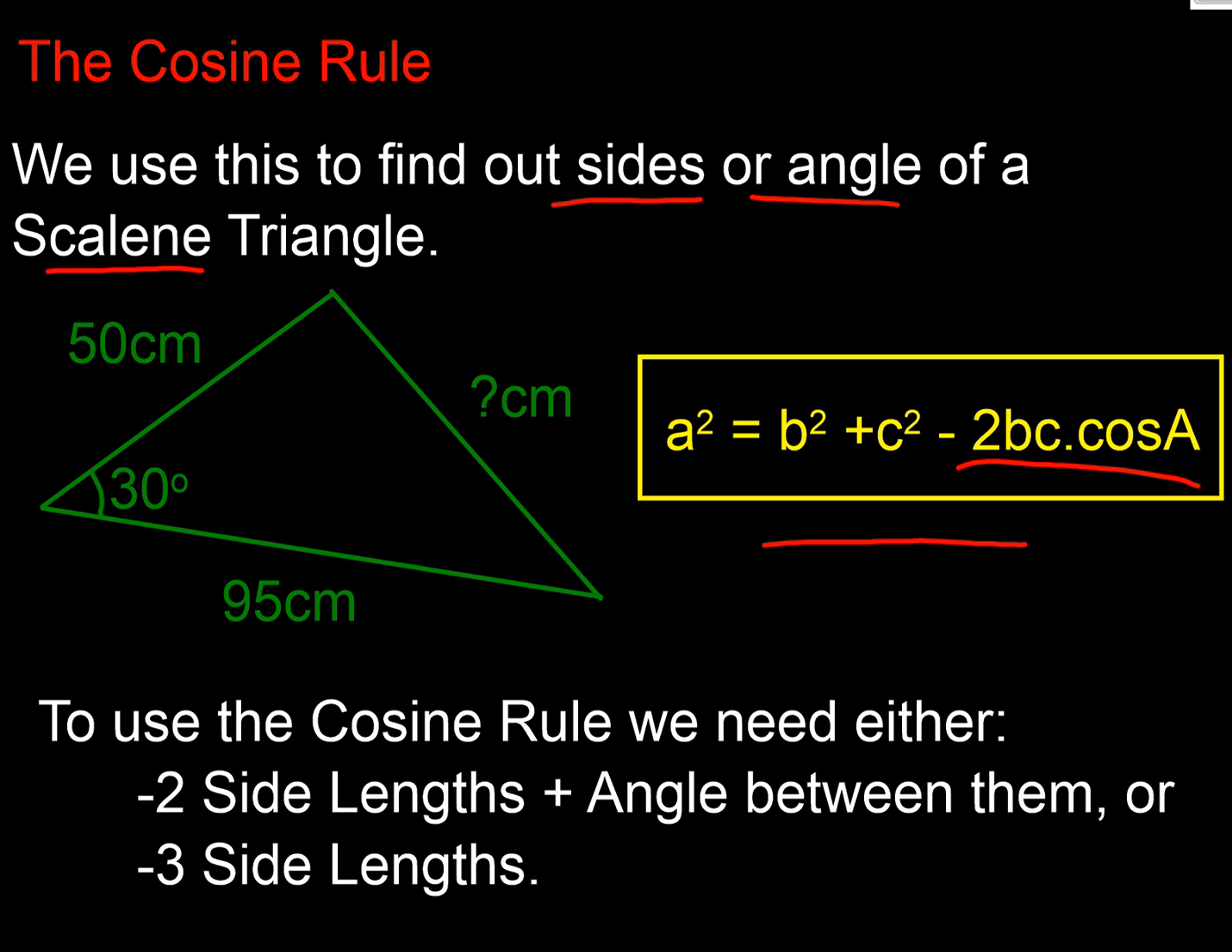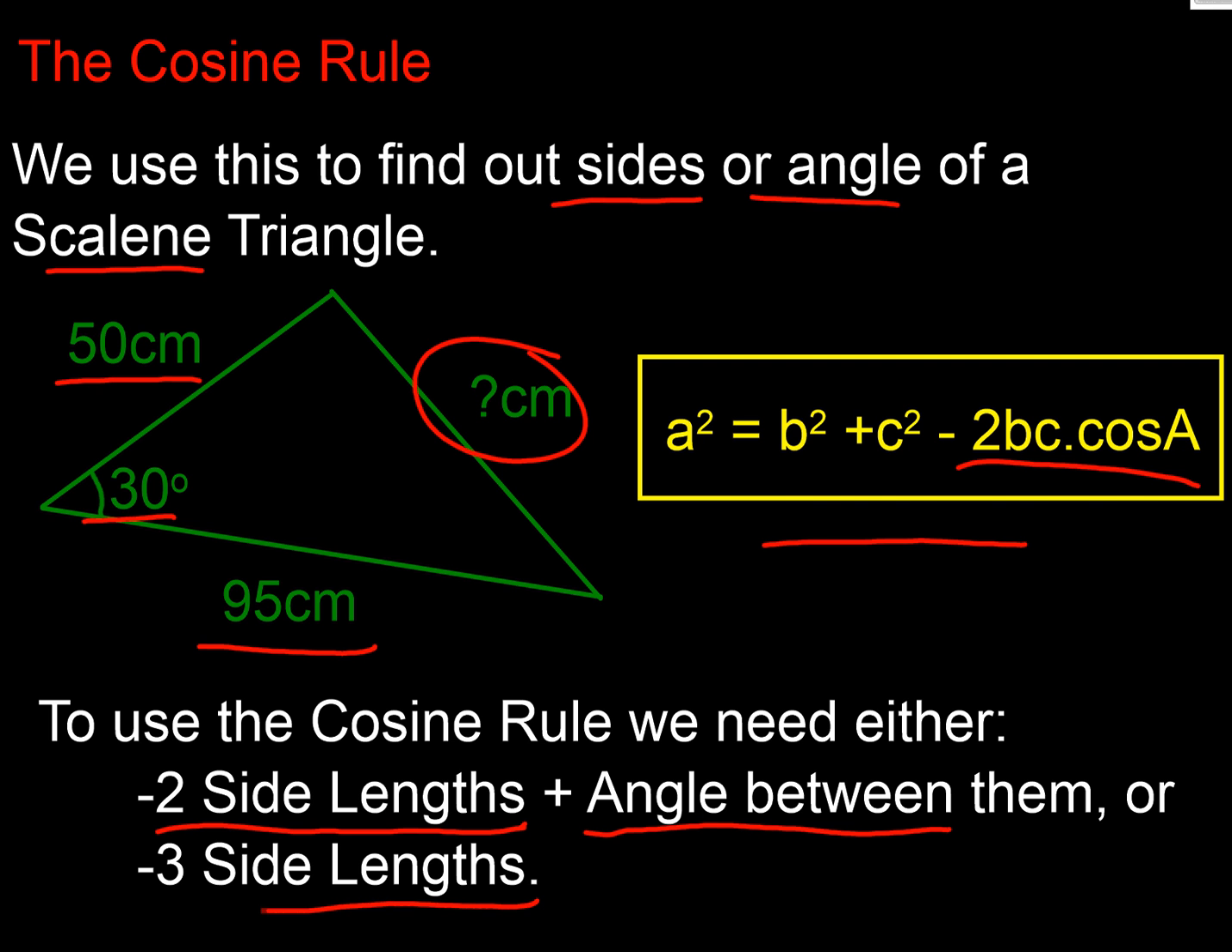We can use it in the sort of example we've got here on the left, where I know two sides and the angle between them, and I want to find the side opposite the angle. To use the cosine rule, it's essential that we either have two side lengths and the angle between those two sides, or three side lengths.